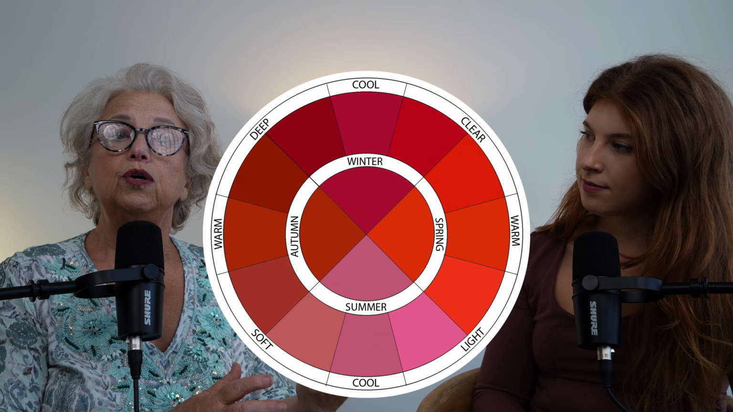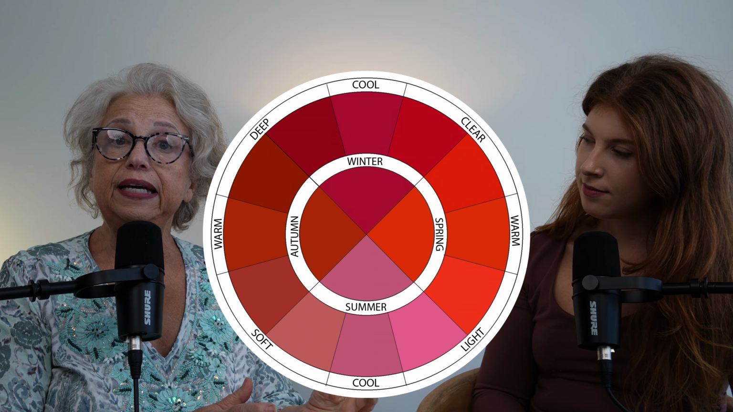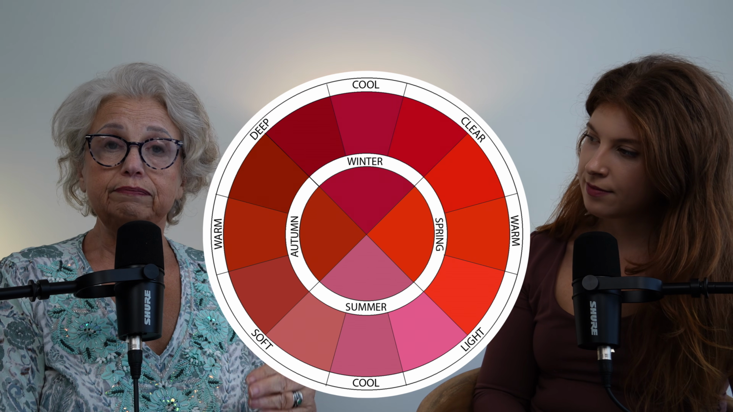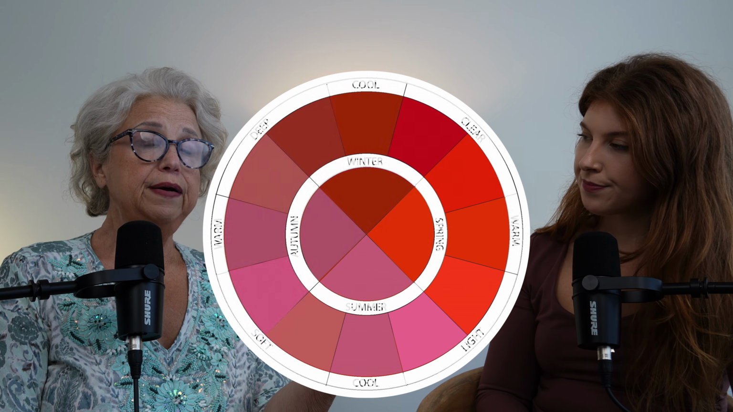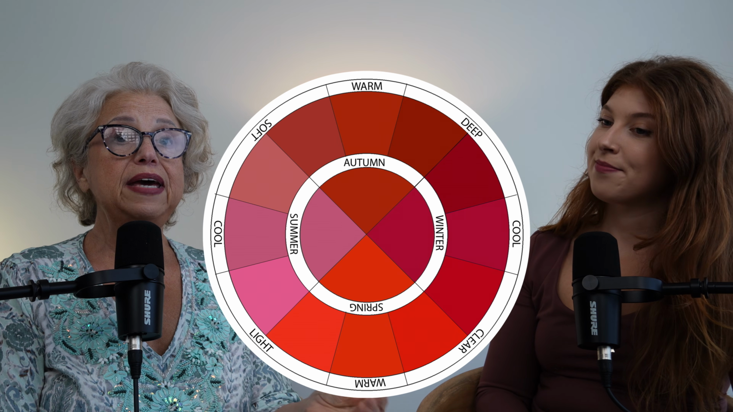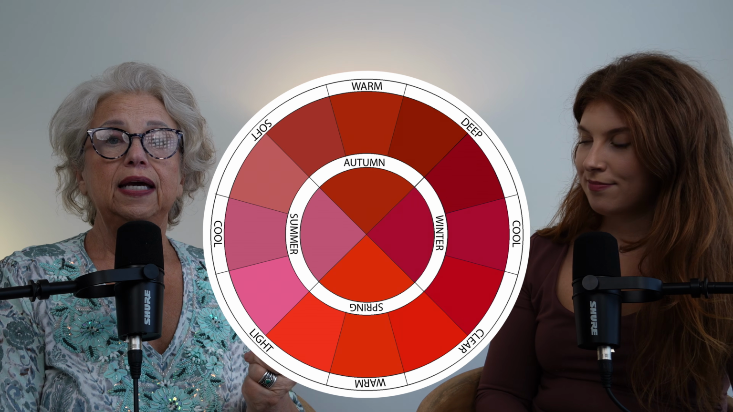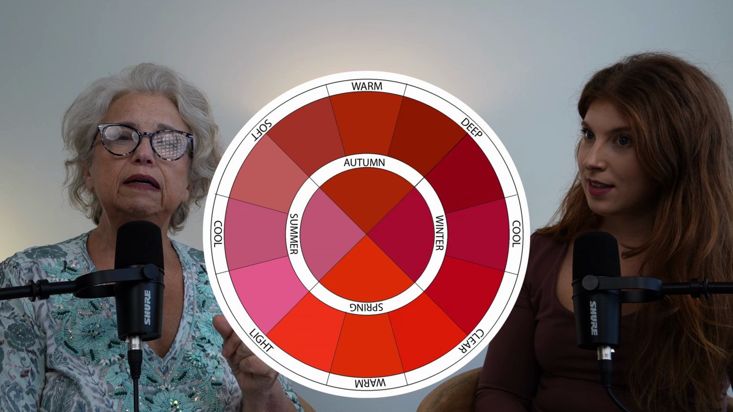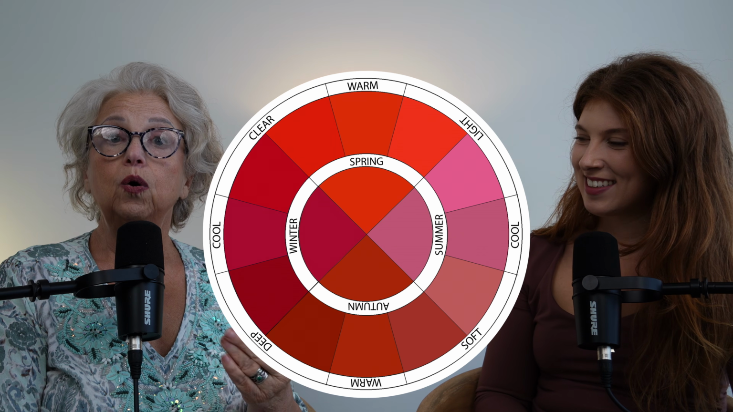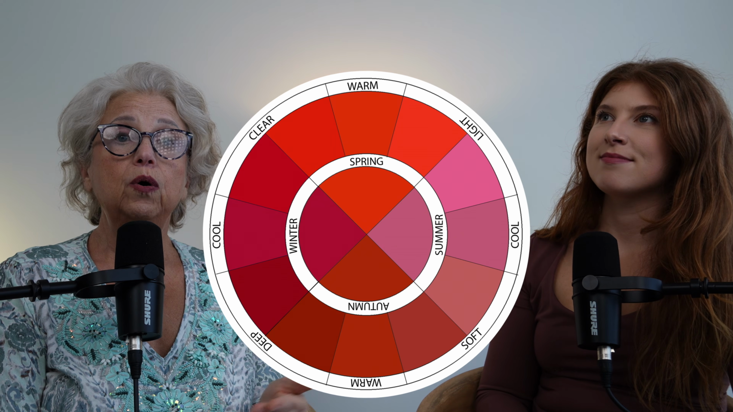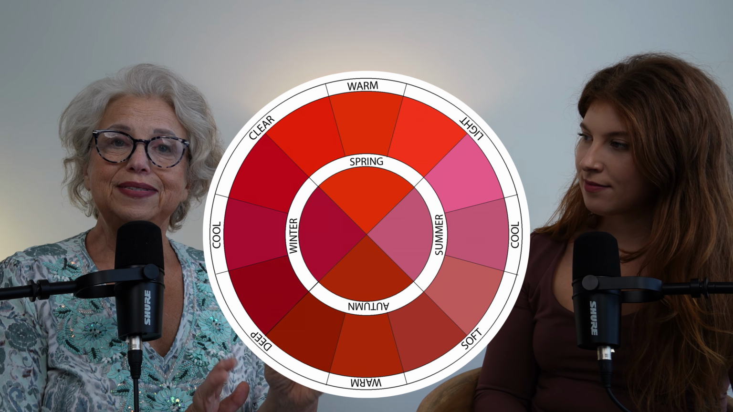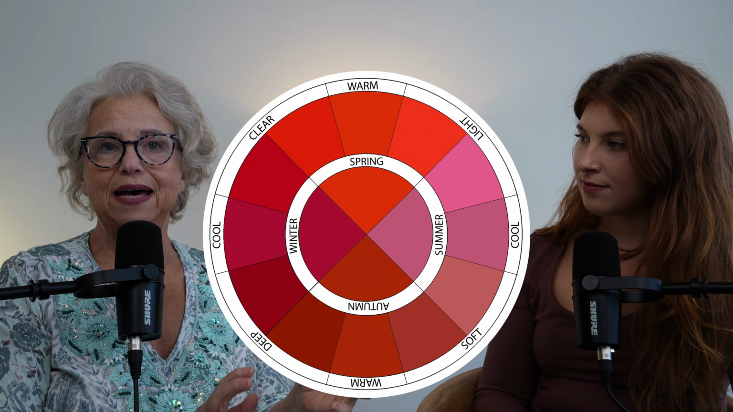Winter, they can be cool, they can be clear, or they can be deep. Same kind of things, only on the opposite end of the spectrum, to the deeper side. With an autumn, that person can be soft, they can be warm, or they can be deep. And with a spring, you can be clear or bright, you can be warm, or you can be light. And so if you do the math, that's 12 sub-seasons, or subsets of a season.